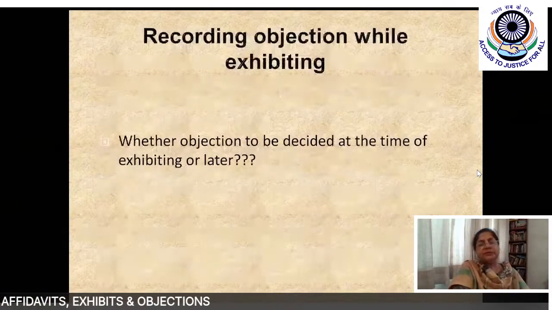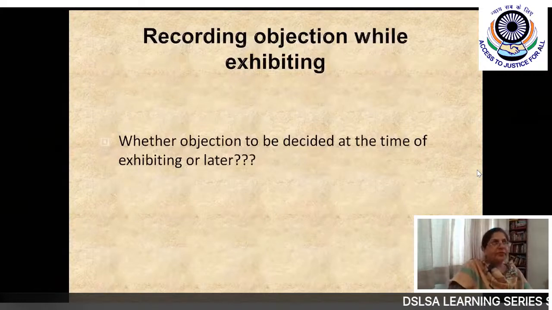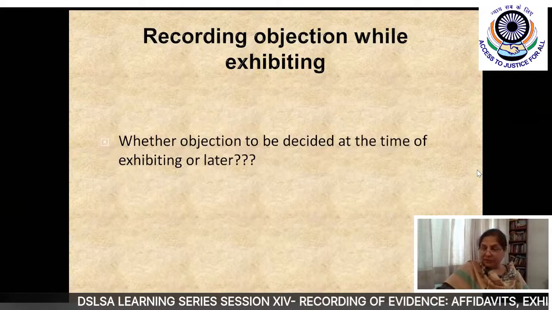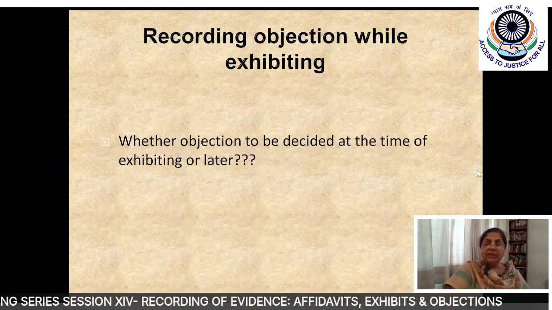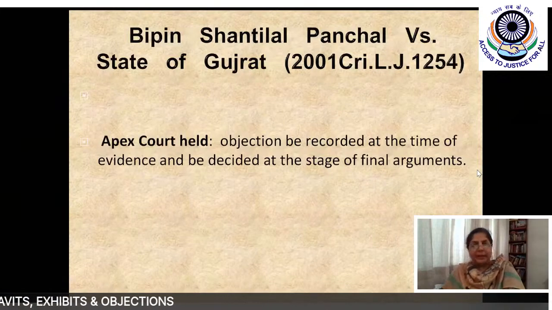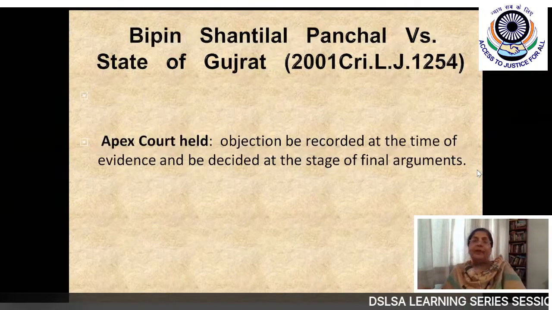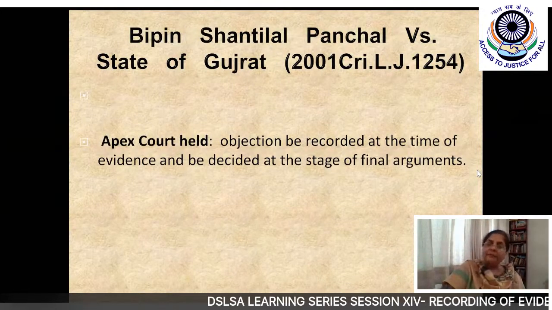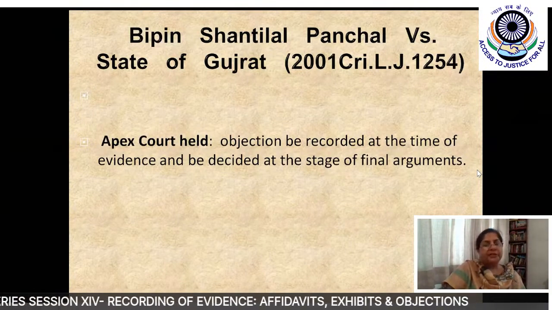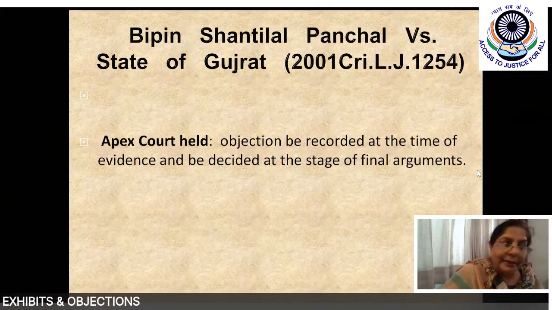Now, the most difficult part is the objections we have seen when we are doing this in court. To every second document, there is an objection. How do we deal with those objections? In Bipin Shantilal, it was said that whatever the objection, it must be recorded and left to be decided at the stage of final arguments. There were 2-3 reasons given in this judgment as to why the objection need not be decided there and then.